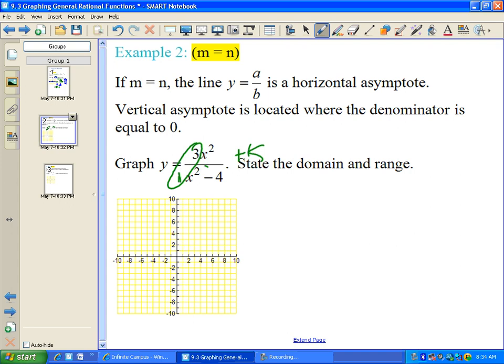If it's a positive k, it's going to shift it up. If it's a negative k, it's going to move it down. But that shift is going to move things around a little bit. So let's see what happens. So my m and n are the same. So my horizontal asymptote is y equals 3 over 1, or 3. There is no shift. There's no k on it. So there's nothing else that's going to move it up and down. So I have a horizontal asymptote at 3.